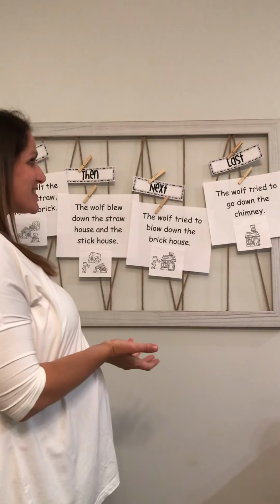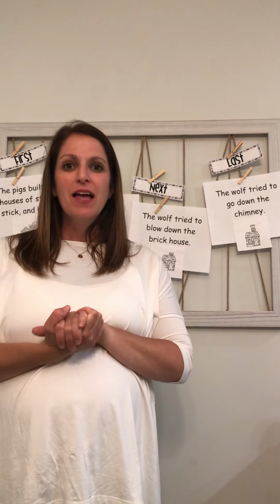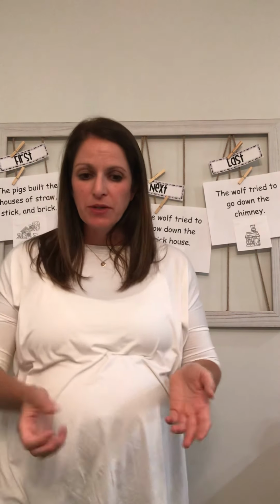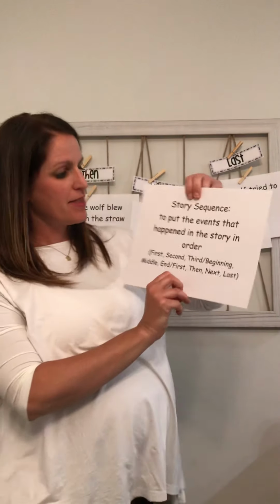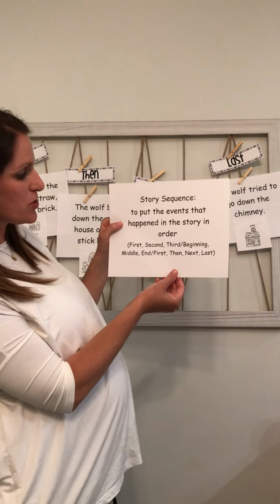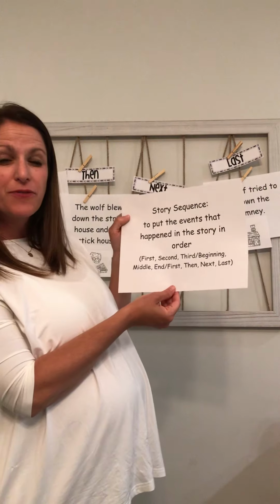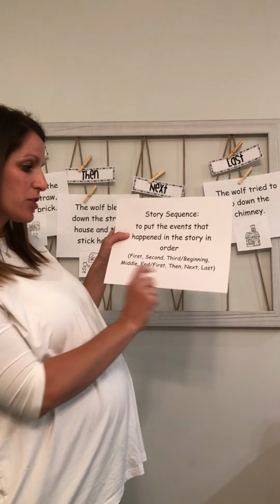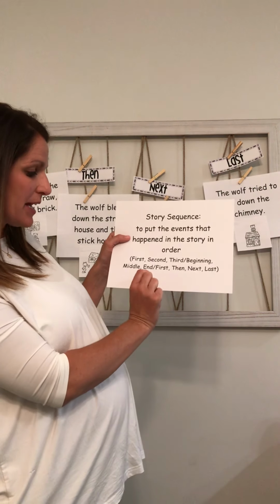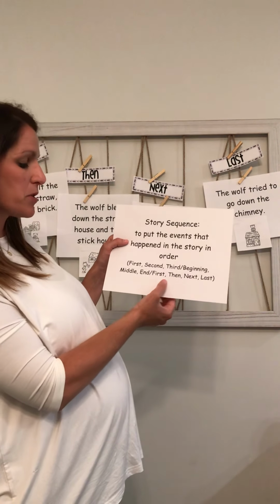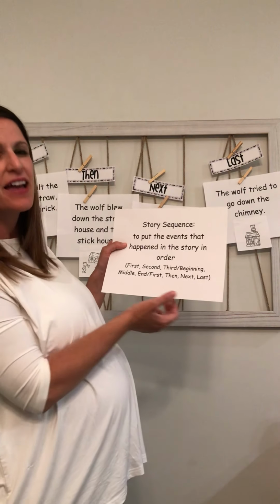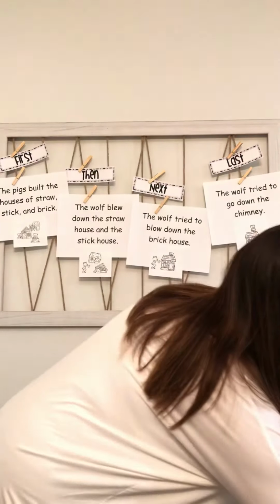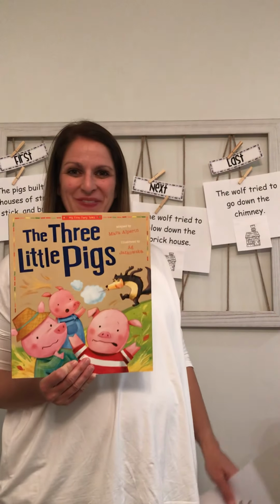All right, well that is the end of my lesson today. I hope you all enjoyed it. We learned all about what story sequence means. That means to put the events that happened in the story in order. And there's a few different ways that we can use words to describe that. We can use first, second, and third. We could use beginning, middle, and end. Or we could use the words first, then, next, and last if there are a lot more details to take care of, like in the story of the 3 little pigs.